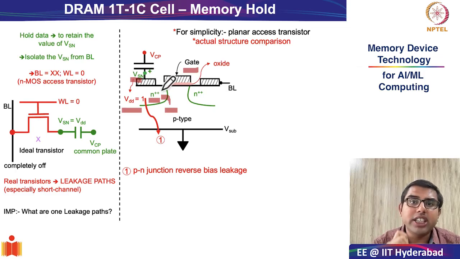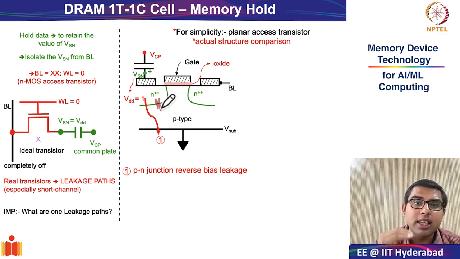Okay, so the N plus region is at 1 volt, whereas the P type region or the substrate of the transistor can generally be assumed to be grounded. So under these circumstances, please understand that the PN junction formed by the N plus drain region and the P substrate region will be reverse biased, right? And as we know, although small, there is always a reverse saturation current in any diode structure. You can call it the reverse saturation current or the leakage current under reverse bias.